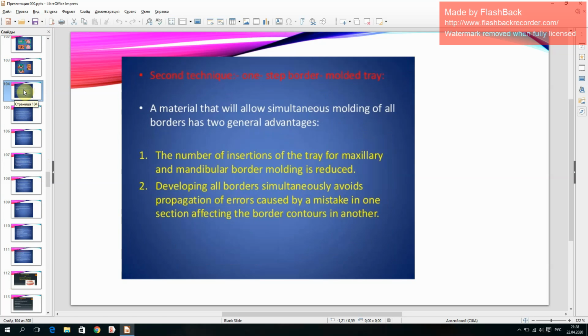Second technique, one-step border molded tray. A material that will allow simultaneous molding of all borders has two general advantages. The number of insertions of the tray for maxillary and mandibular border molding is reduced. Developing all borders simultaneously avoids propagation of errors caused by a mistake in one section affecting the border contours in another.